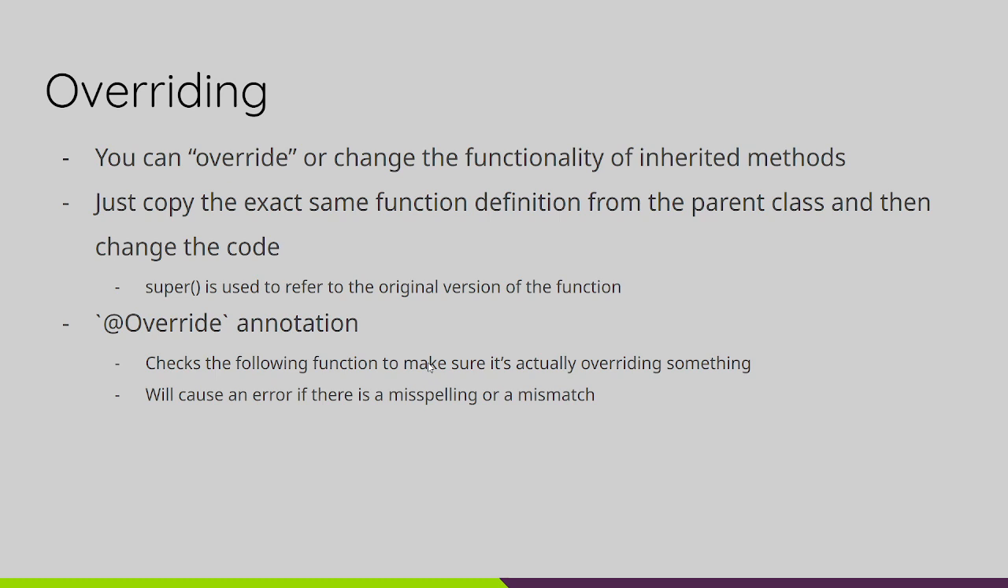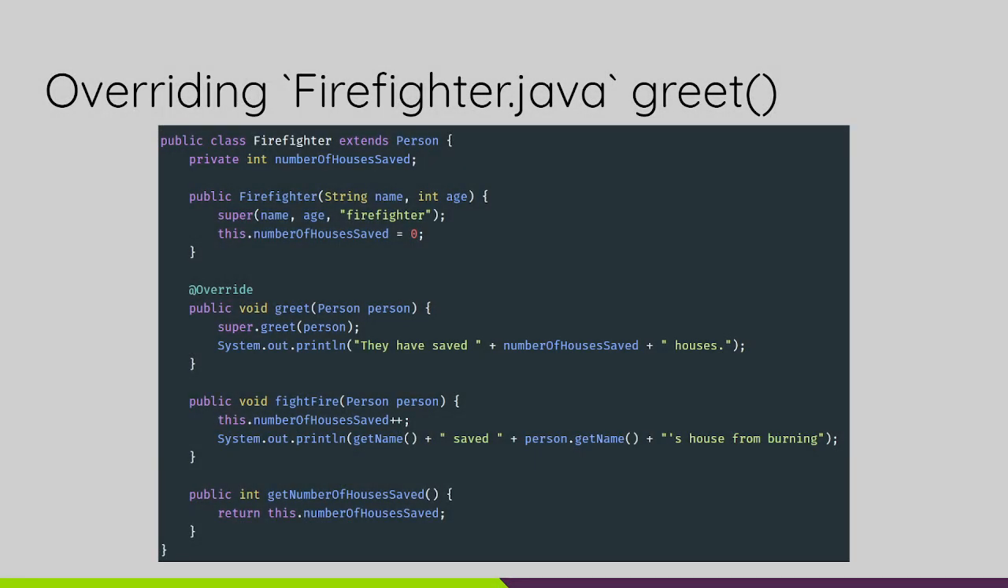Overriding is basically where you take a parent class's function and replace it with your own stuff. So it's the exact same function name, but all you have to do is just change the code. You want to use an @override to let the readers know that you're overriding the class. It also tells Java to check the function to see if it's actually overriding something. This helps make sure that you are correctly overriding your methods. So you can see here, I can override the greet method, so I can call the greet method, and then I add on an additional printout that they have saved that number of houses.